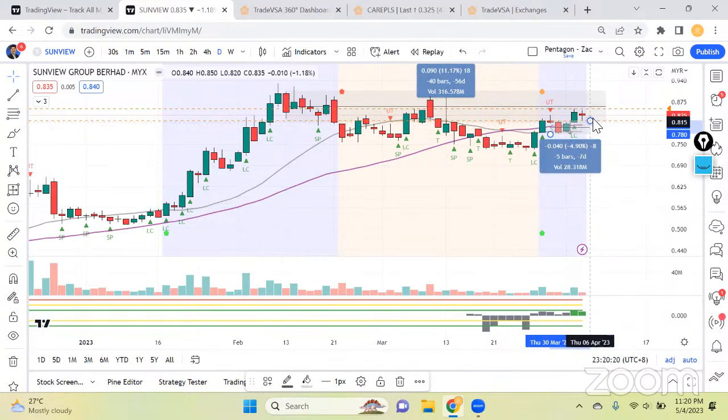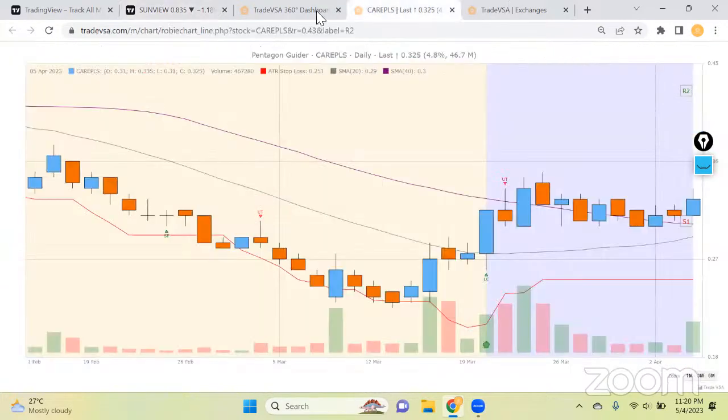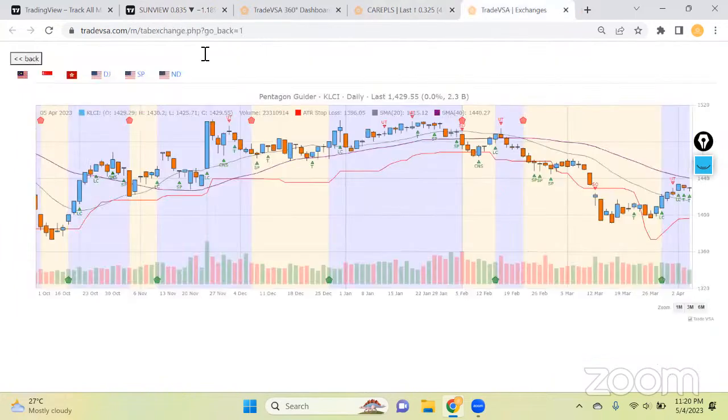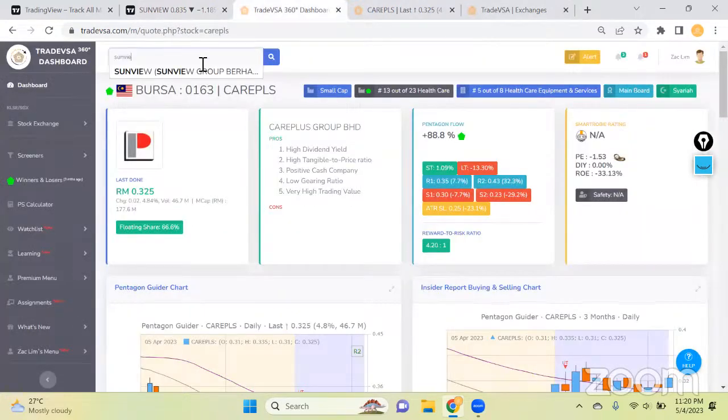But I have to enter at 82. Later on, I'll just key in my order and see whether tomorrow I get lucky or not. So this is sometimes what I do. If I get lucky, I get it. If not, then it's okay.